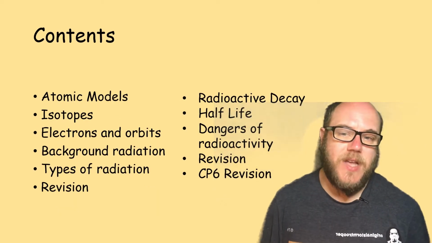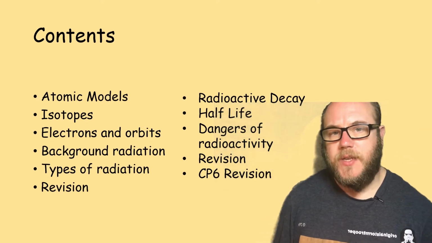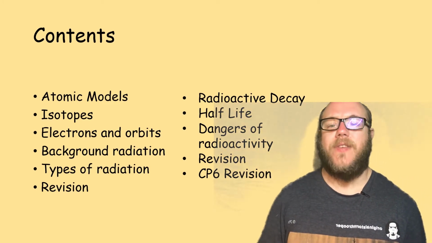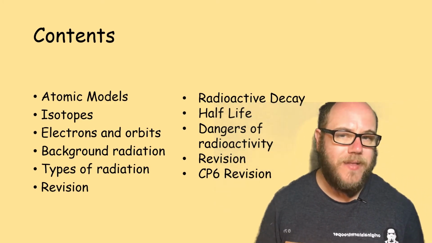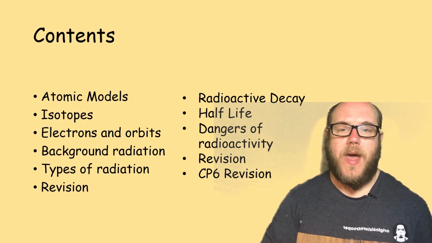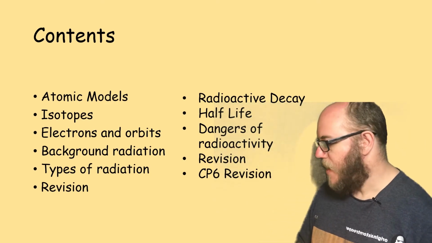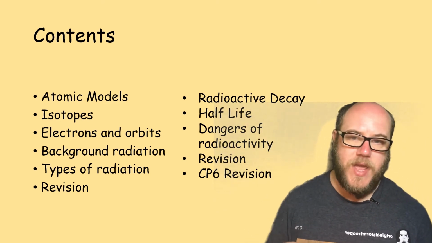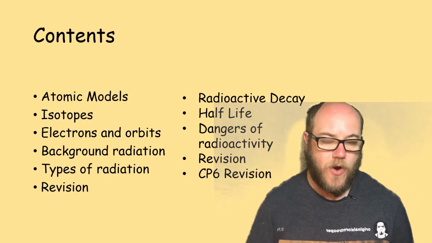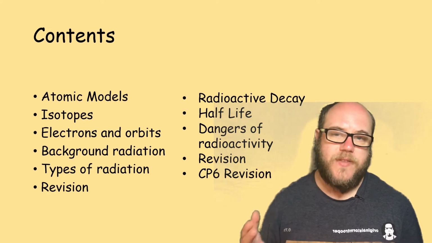Through this playlist, I'm going to break down my videos into the following sections. We're going to start with atomic models. We're then going to look at isotopes and what that means. We're going to look at the electrons and their orbits and how that affects the chemistry of an atom. And we're going to look at background radiation. Then we're going to look at different types of radiation. We're then going to pause for a little revision of that section.